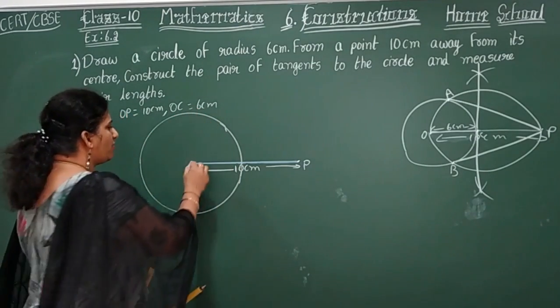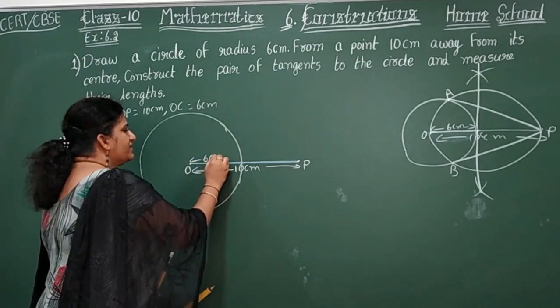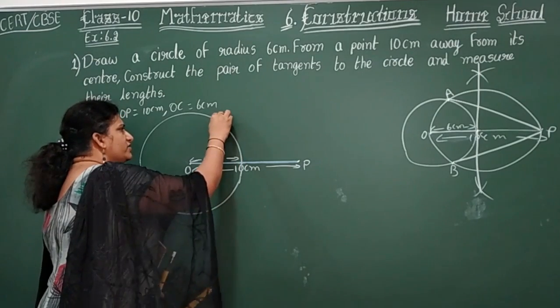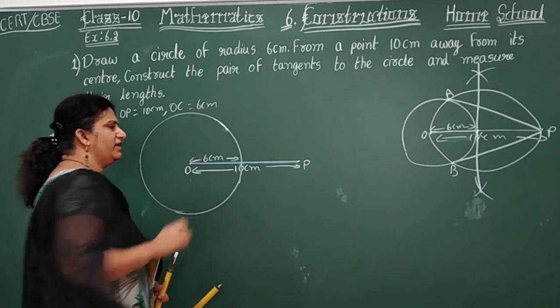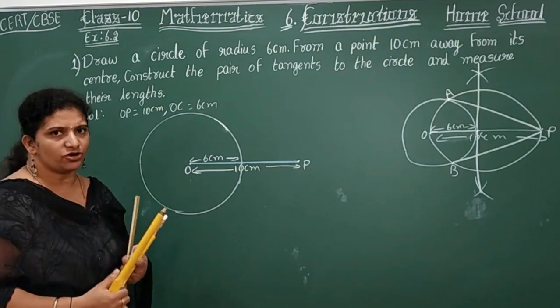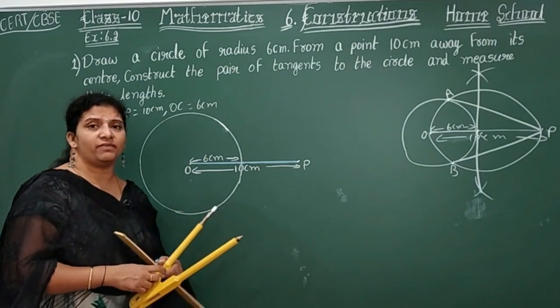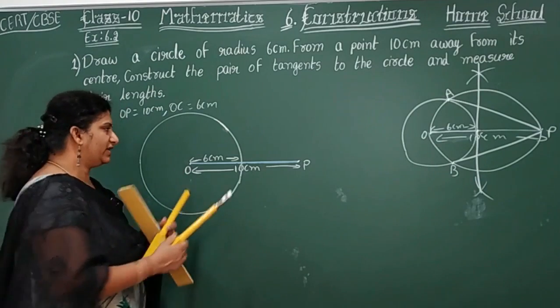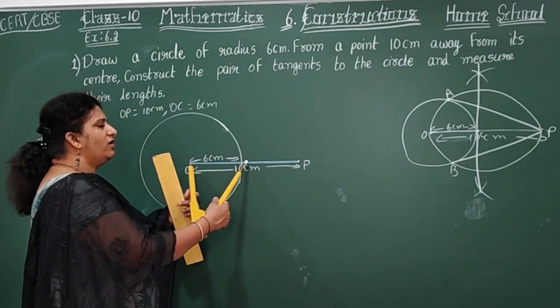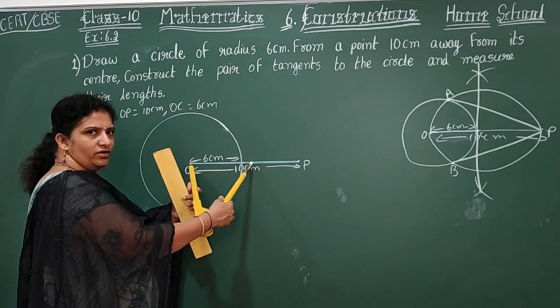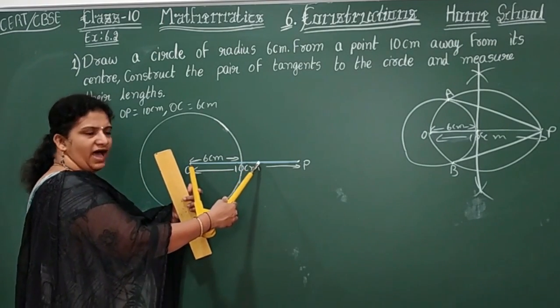Okay, this is how much here? 6 centimeters. Draw a circle. Next step. What is your next step? Draw a bisector. How do you draw a bisector? More than half. Okay, more than half.